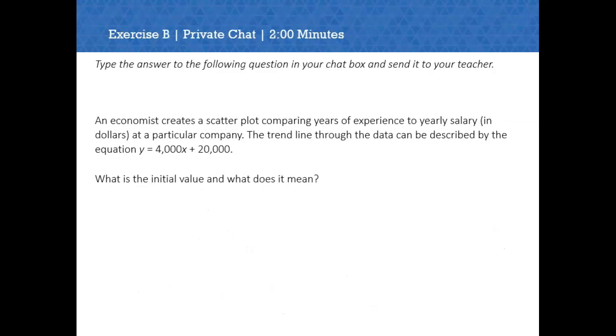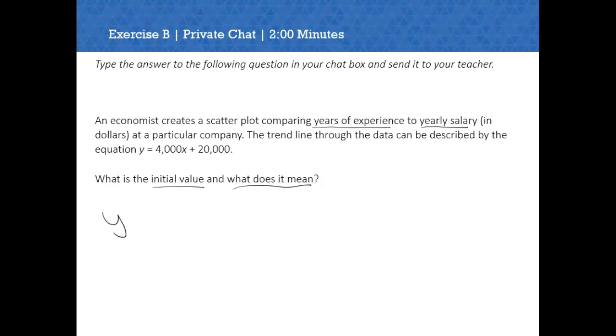So we have the same problem. Again, we have the scatter plot comparing years of experience to yearly salary. So this kind of helps us too. Years of experience to yearly salary. So again, those are the two units that we talked about with slope. The trend line through the data, y equals 4,000x plus 20,000. What is the initial value and what does it mean?